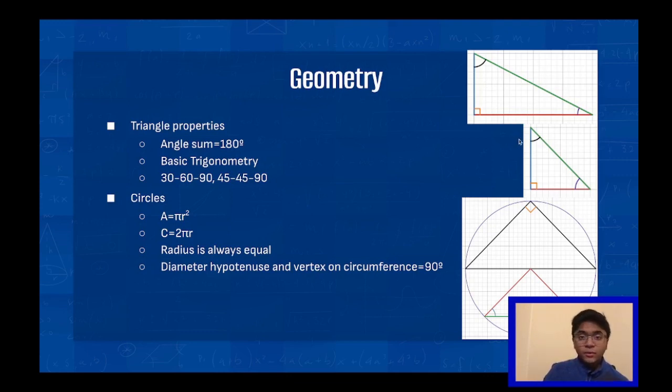Next up is the 45, 45, 90 triangle. And of course, because it's an isosceles triangle, these two sides are going to be equivalent.